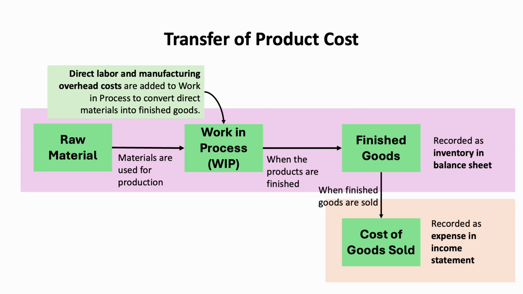Once completed, this product moves to finished goods, ready for sale and recorded as inventory on the balance sheet. When these goods are sold, their cost is transferred to cost of goods sold or COGS, recognized as the expense on the income statement. This cycle is crucial for understanding inventory valuation and cost management in manufacturing.